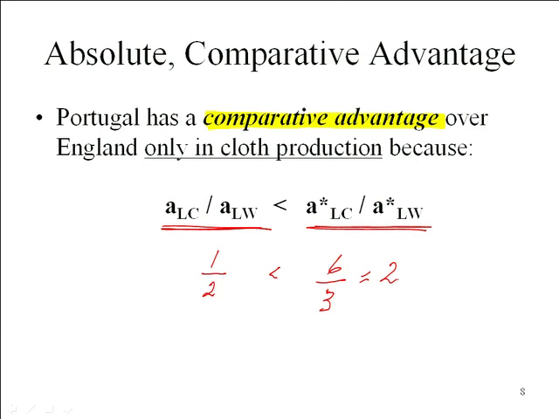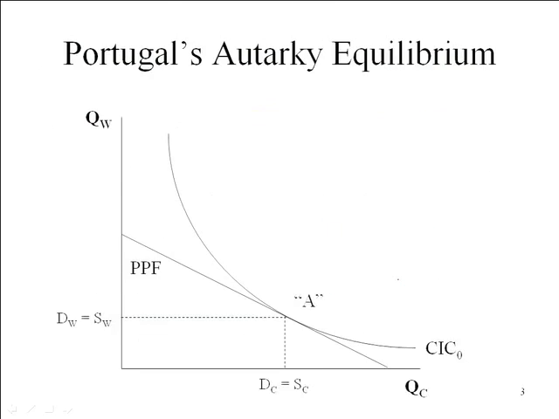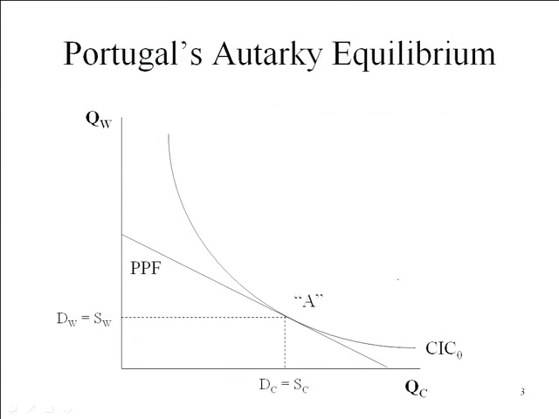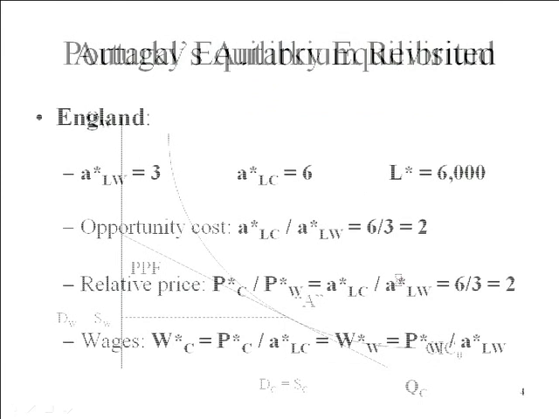Also notice that if we go back to our autarky diagrams, remember the opportunity cost is the slope of the production possibilities frontier. So right away, what we can see is for Portugal, they have a much flatter production possibilities frontier. Another way that we say that is that the production possibilities frontier is biased in the direction of cloth. Any production possibilities frontier that is biased in the direction of one good is a good that country will have a comparative advantage in. So just the shape of the production possibilities frontier gives us a lot of information about what good that country has a comparative advantage in.